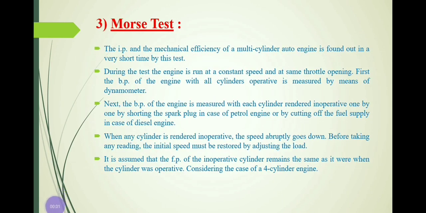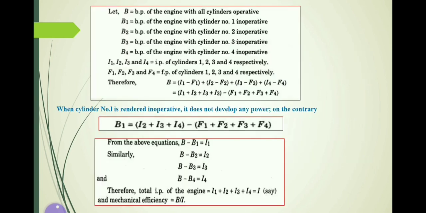Now we'll see the third method of measurement of friction power, that is the Morse test. In this Morse test, we'll discuss what we have to do. This Morse test is mainly used for multiple cylinder engines. That means if the number of cylinders is more than 2, we can use the Morse test. What actually happens in the Morse test, we'll directly see through the calculation part.